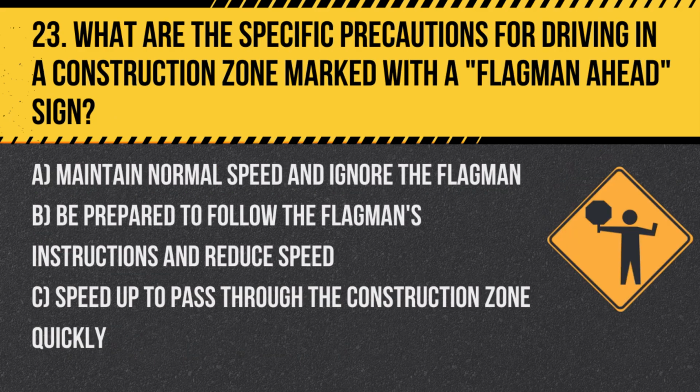Question 23. What are the specific precautions for driving in a construction zone marked with a flagman ahead sign? A. Maintain normal speed and ignore the flagman. B. Be prepared to follow the flagman's instructions and reduce speed. C. Speed up to pass through the construction zone quickly.